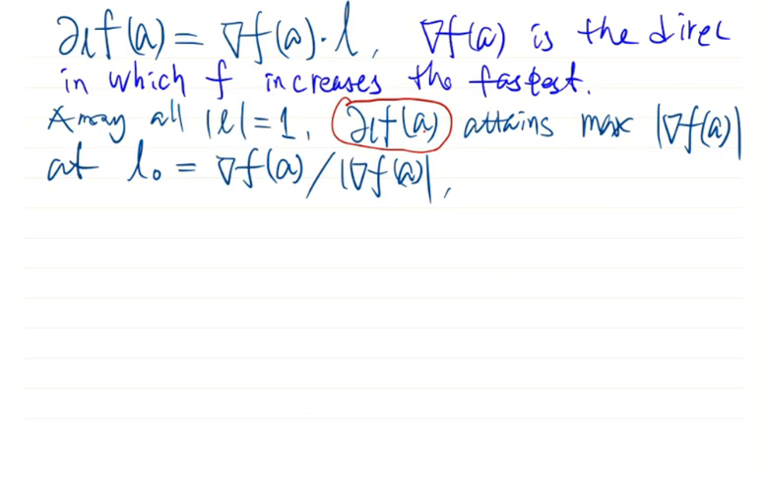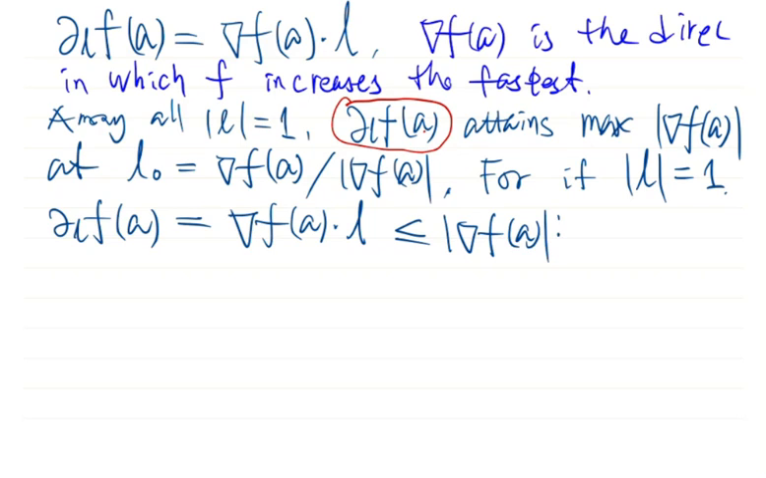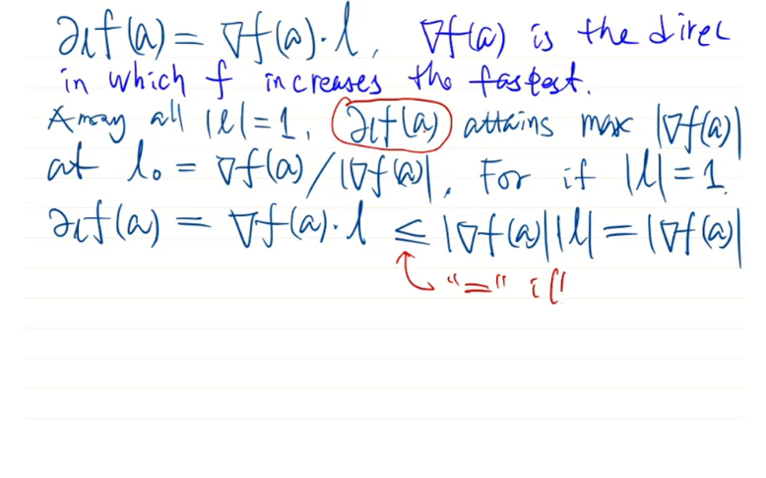Why is this true? Because if the norm of L is 1, then the directional derivative by the previous theorem is the inner product of the gradient and L. Now by the Cauchy-Schwarz inequality, this is not greater than the norm of the gradient multiplied by the norm of L. But L is a unit vector, so this is the norm of the gradient. Equality holds if and only if L and the gradient have the same direction. That is, L is L0, the normalized gradient. Okay, so this is the meaning of the gradient.